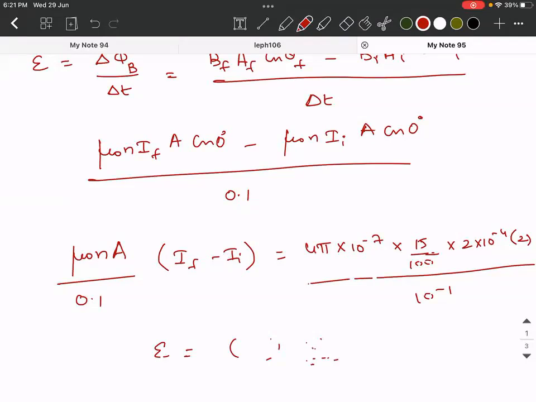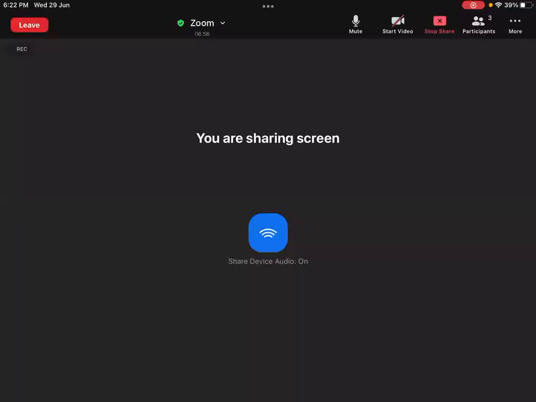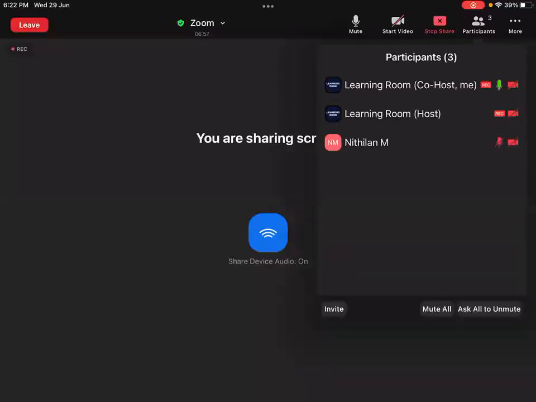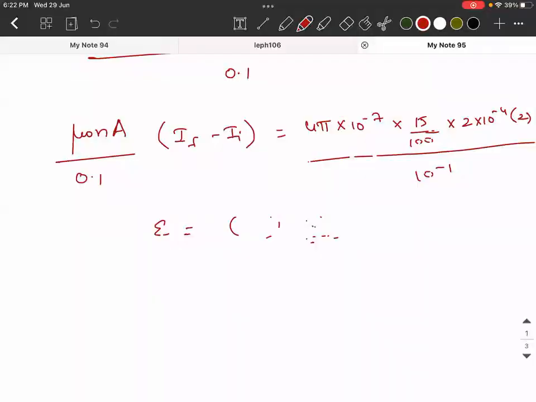Yes. Nithilan, are you able to understand? Yes. Good. So Ritika, are you there? Not sure. She has not yet joined. I don't know how much volt you will get. That's the answer. Those many volts is the answer.